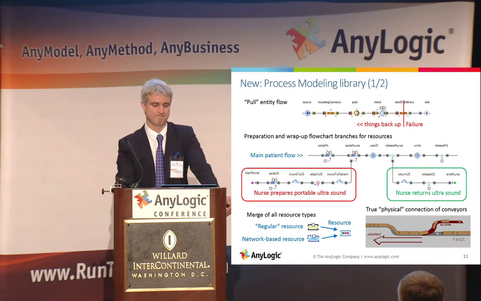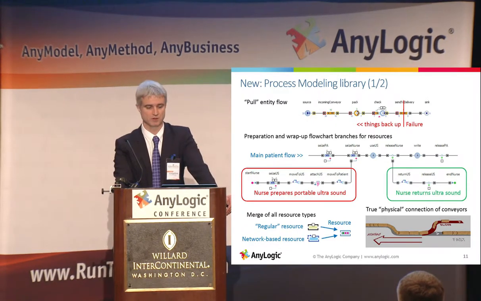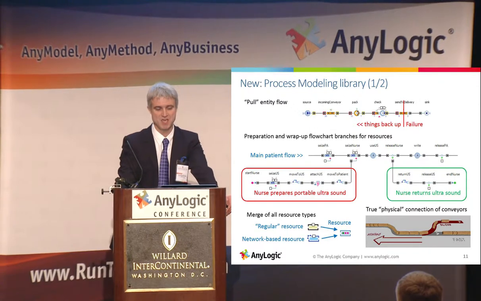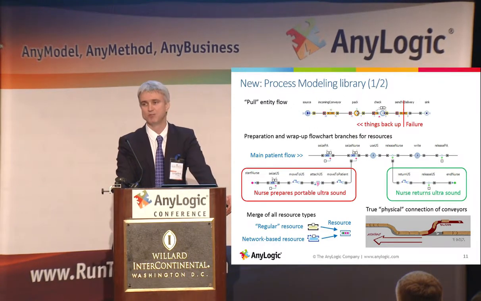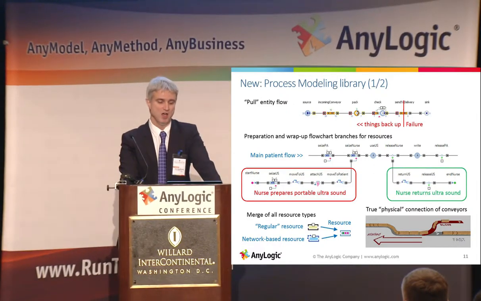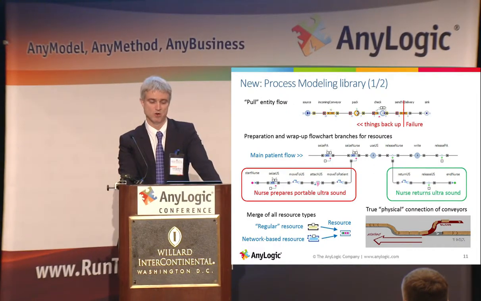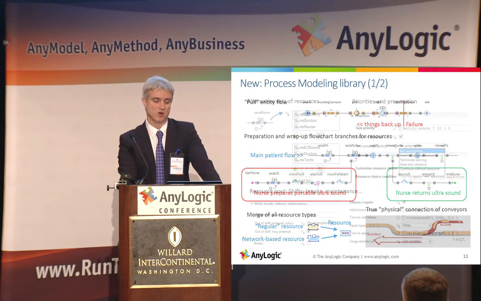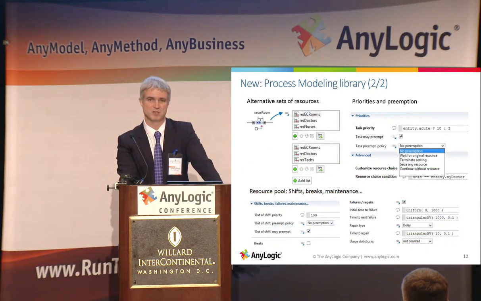Consider this fragment of a process flowchart. So this is the main flow of an entity. In this case, these are patients that flow along this line. So let's say at a certain time in a hospital or emergency department, a patient needs to be examined with a portable ultrasound device.